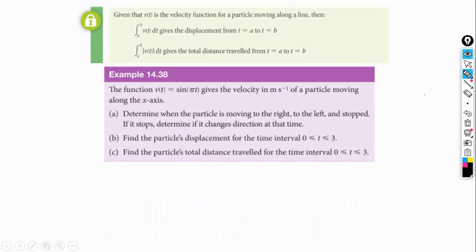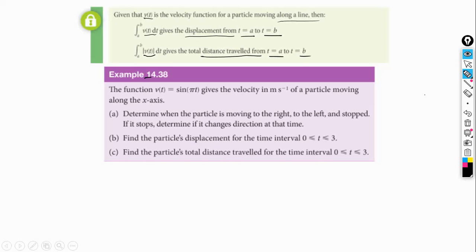So a corollary of the previous example is the fact that if you are given the velocity function for a particle moving along a line, then the integration from a to b of the velocity will give you the displacement from time equals a to time equals b. And if you do the integral from a to b of the absolute value of velocity, then that will give you the total distance traveled from time equals a to time equals b.